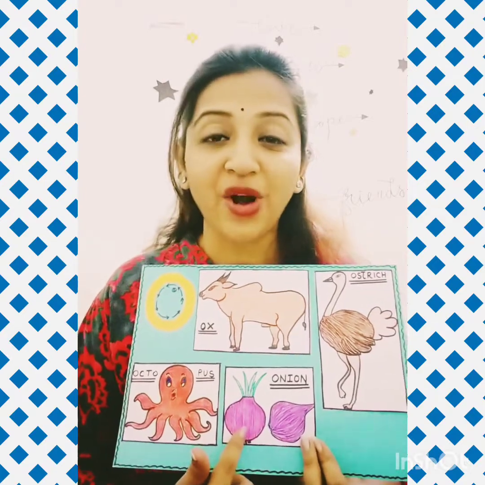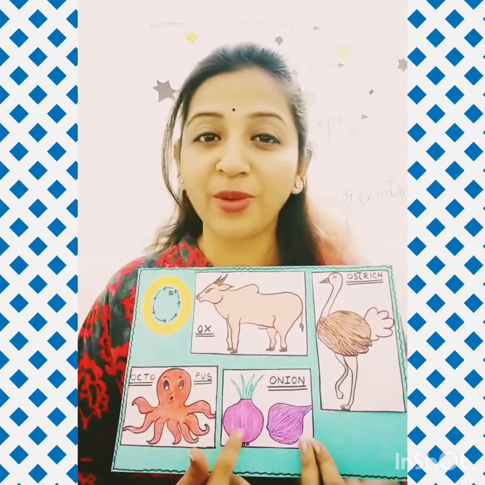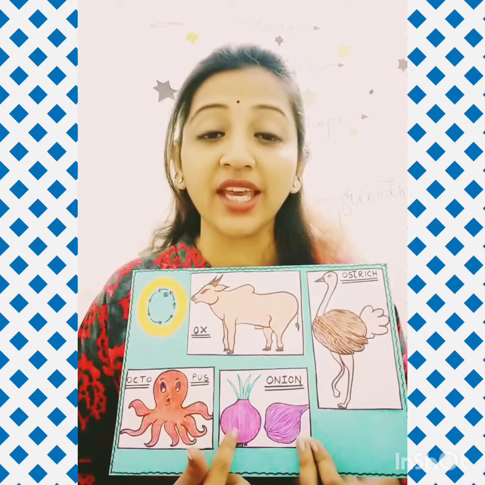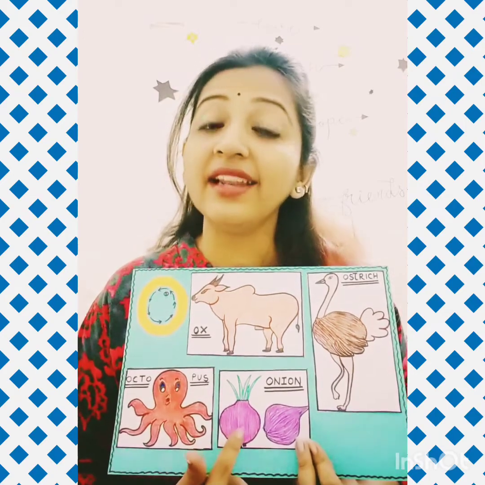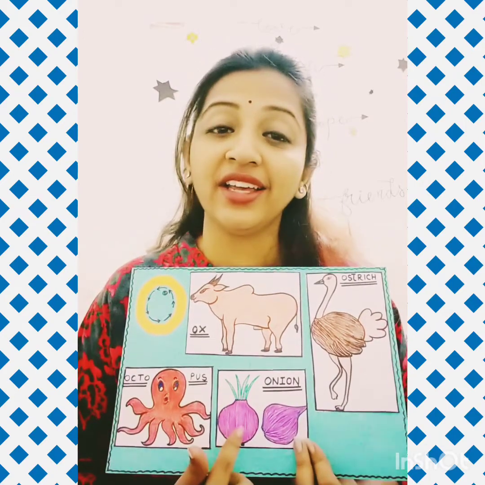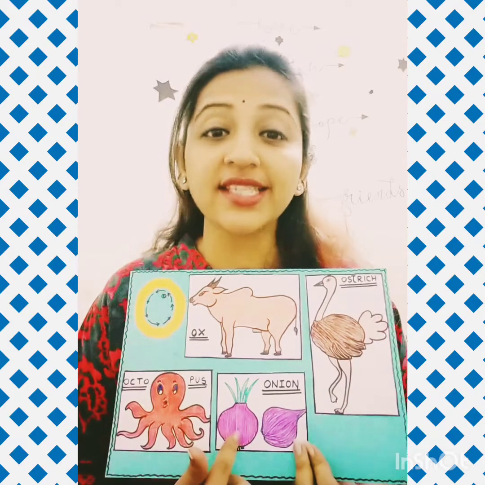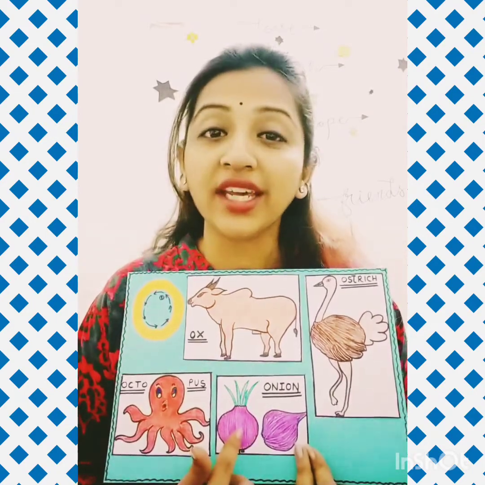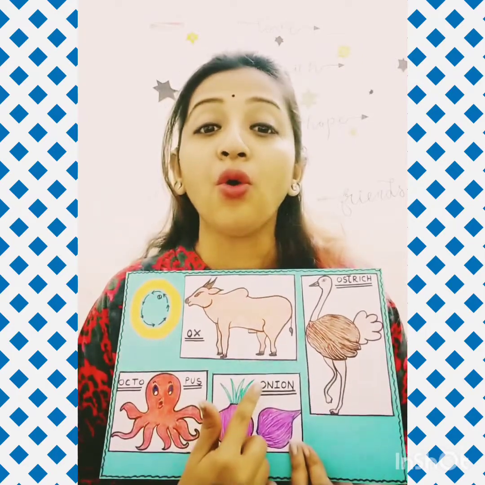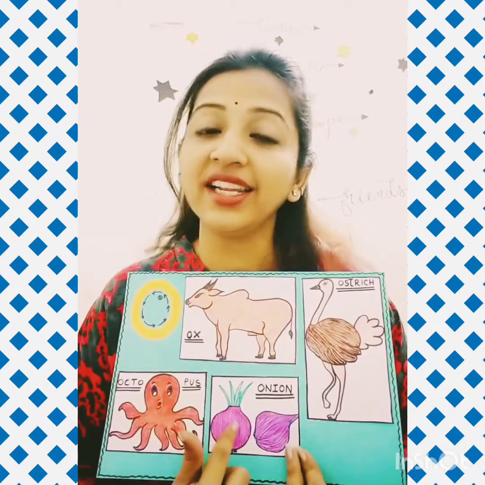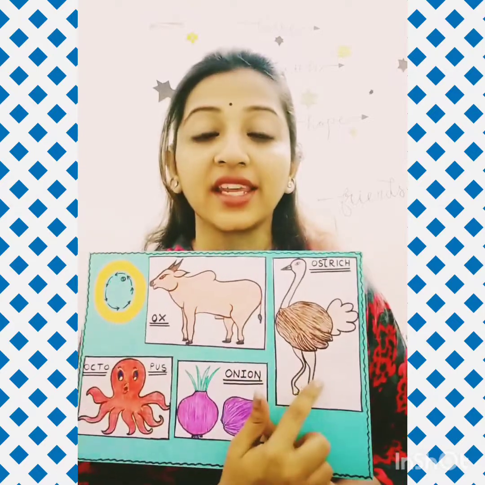Now see, what is this? This is very common. You all know about it. We use it in vegetables. So, what is this? This is onion. O for onion.